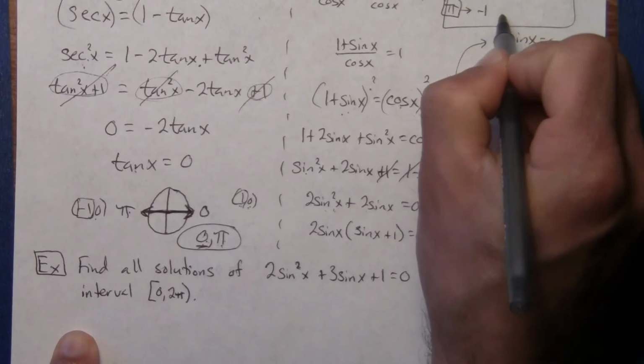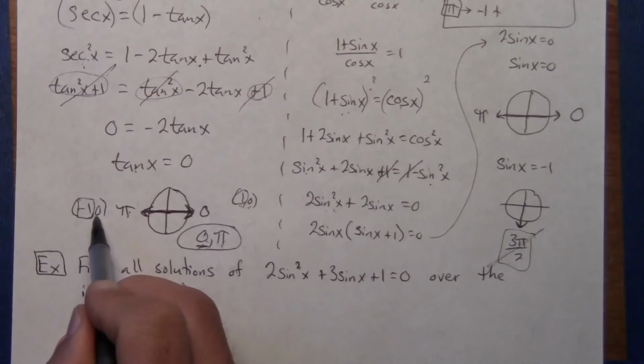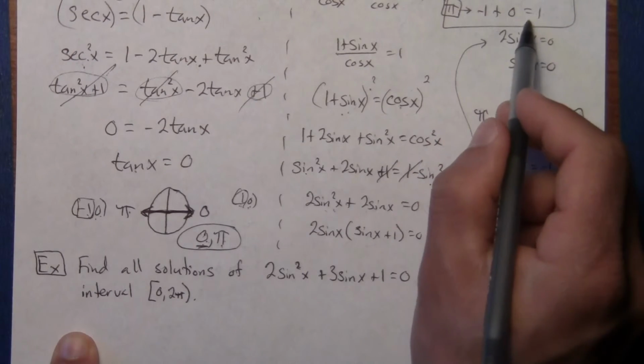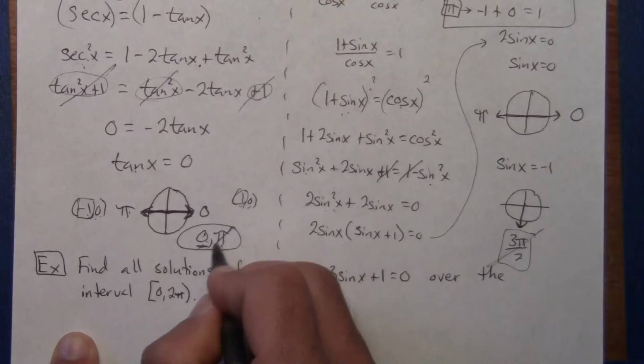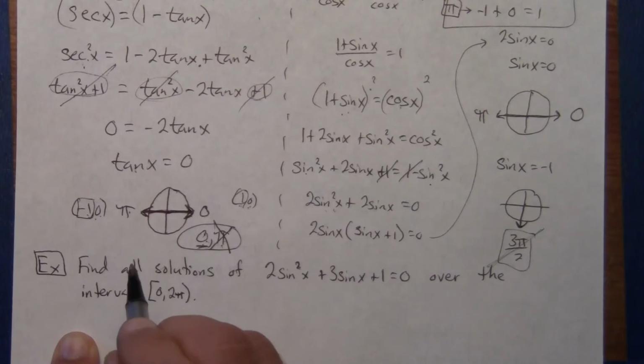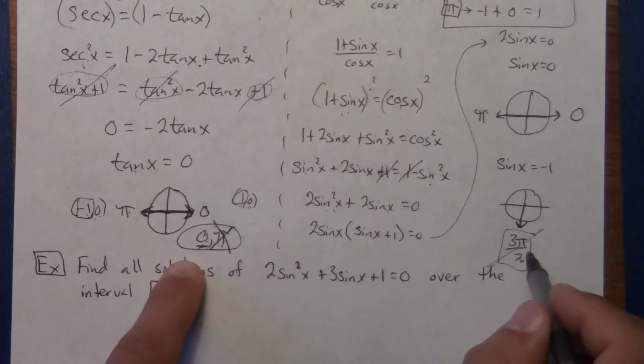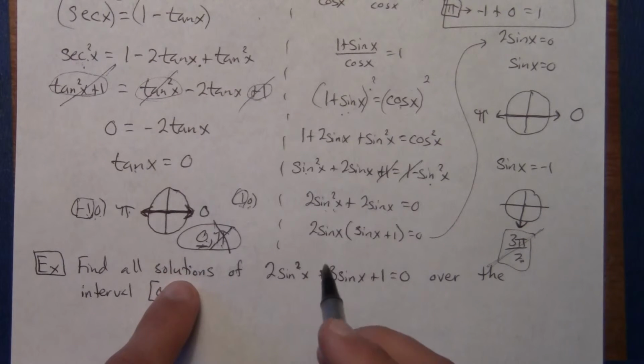So now I have negative 1 plus the tangent. Y divided by x is still going to give me 0. Is negative 1 plus 0 equal to 1? No, it's not. Pi actually doesn't work. And then I'm pretty sure this one doesn't work because it didn't happen in this answer, and it would have needed to, but I'll plug it in to show that it doesn't.